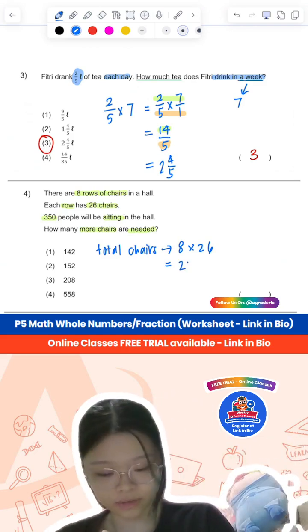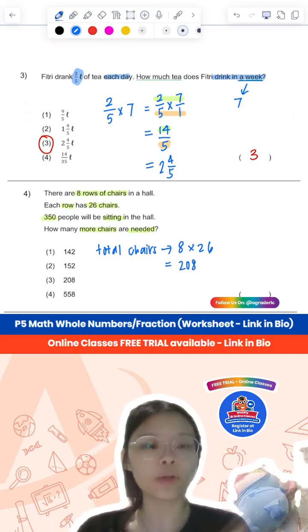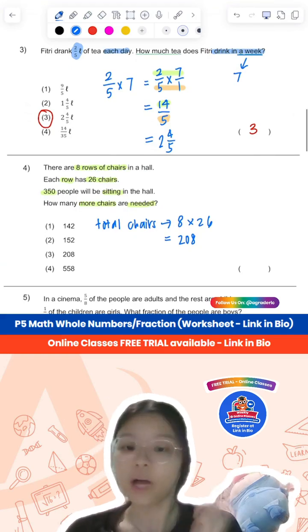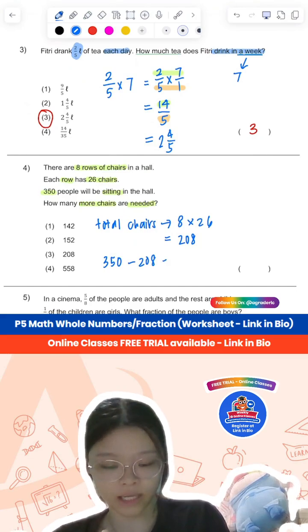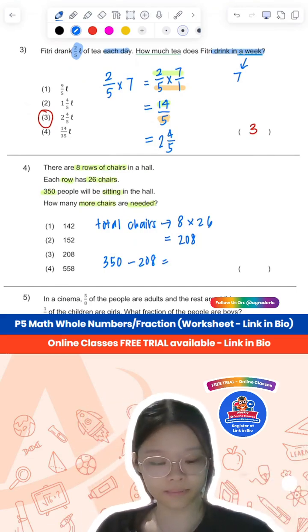208, thank you. I see the answer. 208. So there are not enough chairs, right? So the next step, super easy. How many more do you need? Just subtract. So 350 minus 208. Okay, can you tell me the answer?